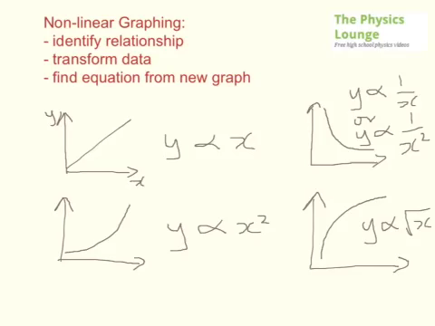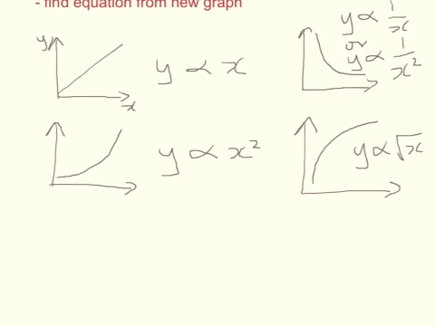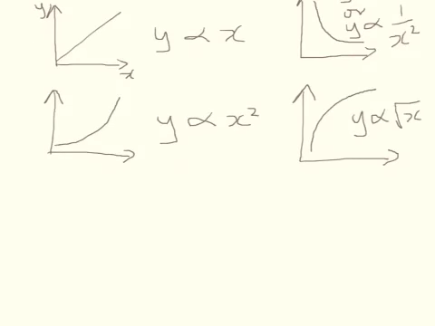So what you have to do is look at the shape of the graph and identify the relationship. That tells you how to transform your data, and I'm going to show you how to transform your data right now. Okay, so your set of data, we'll use an x squared set of data. So here's x and here's y. I'll use a straight, for example.